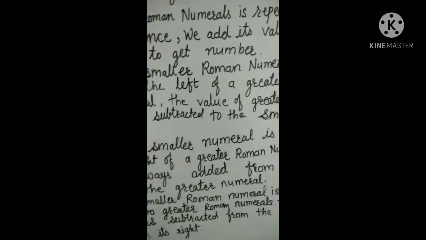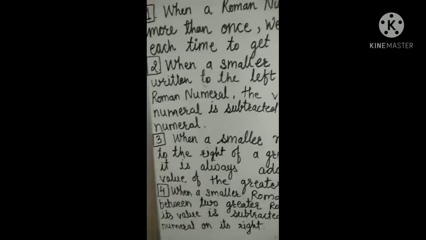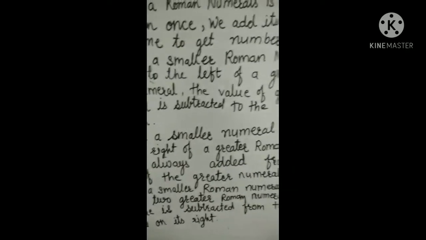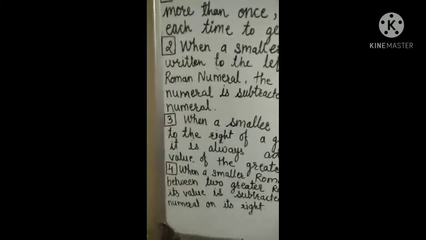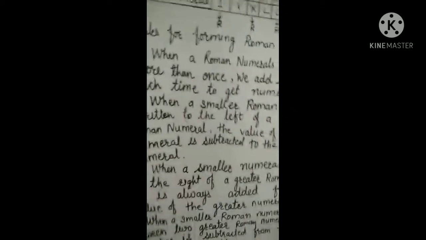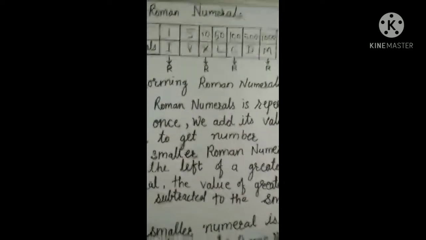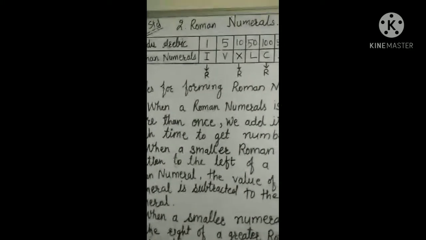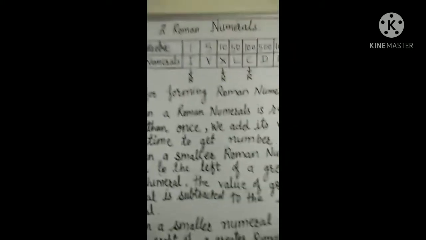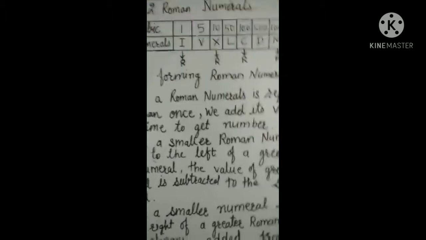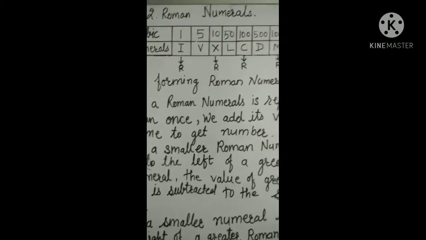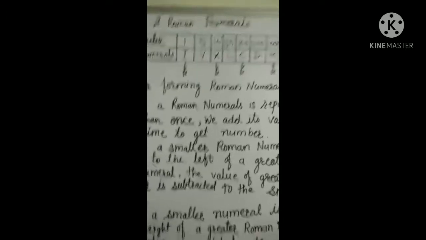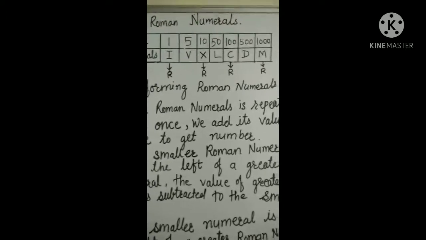Now, the second rule. When a smaller Roman numeral is written to the left of a greater Roman numeral, the value of the smaller numeral is subtracted from the greater numeral. But before that, we will see the repeated numerals, which Roman numerals get repeated. See, for writing the Roman numerals, all the symbols cannot be repeated. Only some symbols can be repeated.